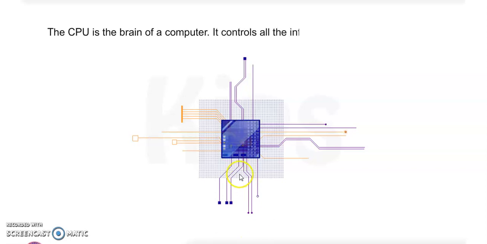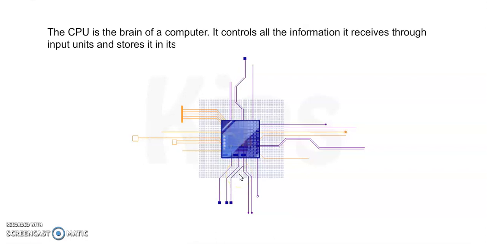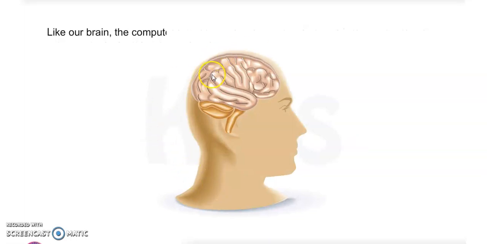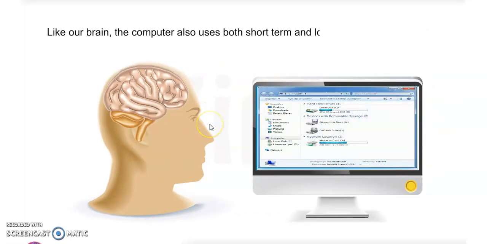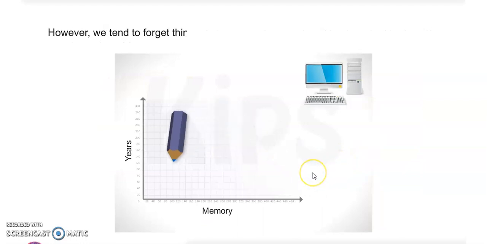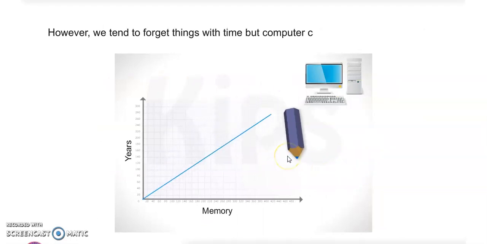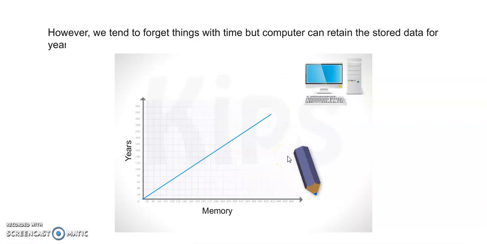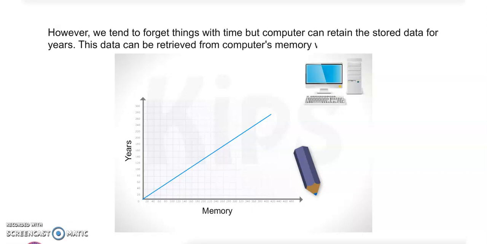The CPU is the brain of a computer. It controls the information received through input units and stores it in its memory. Like our brain, the computer also uses both short-term and long-term memory to store data or information. However, we tend to forget things, but a computer can retain the stored data for years. This data can be retrieved from the computer's memory when needed.